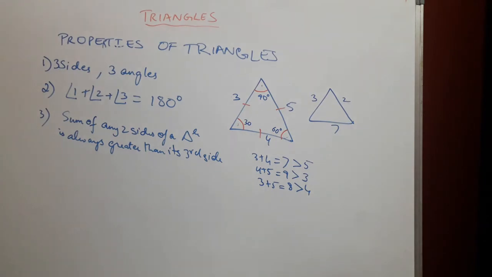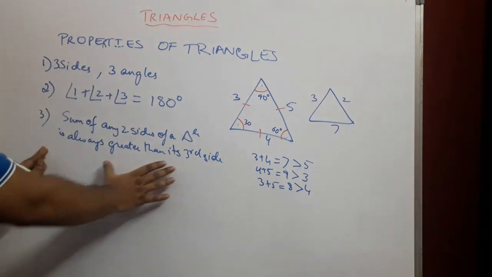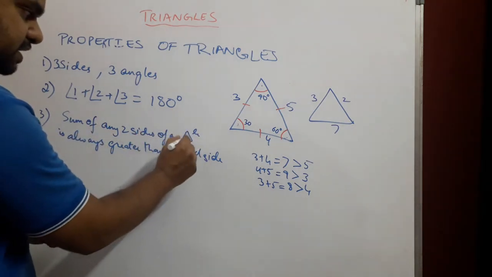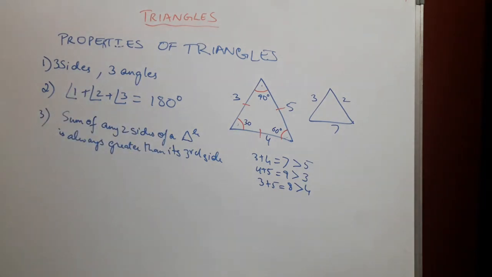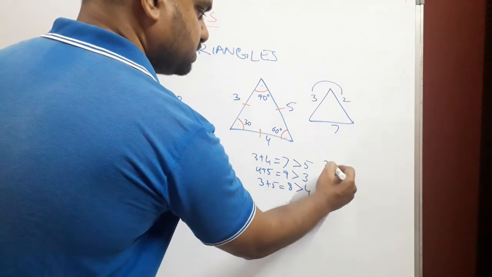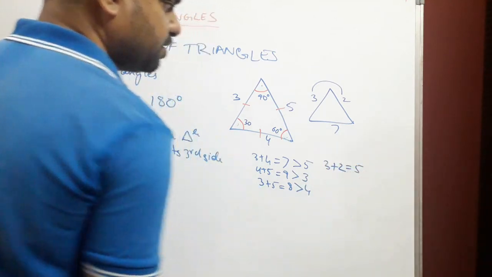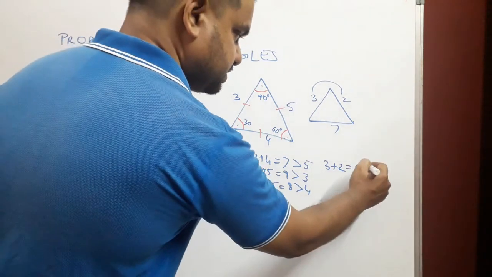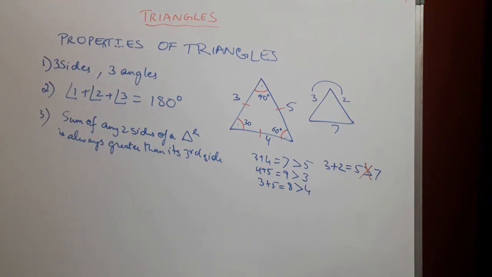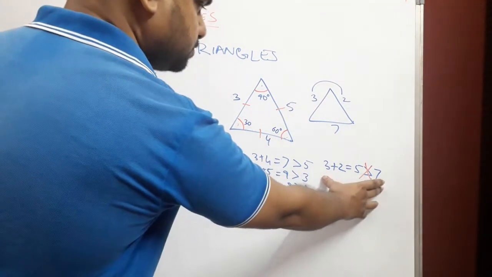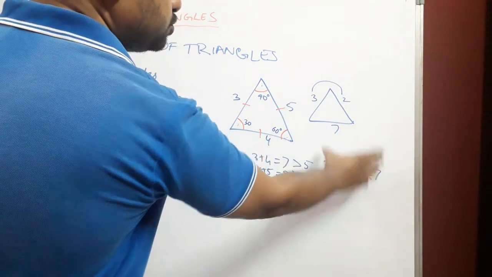Okay, and what we have said here, the sum of any two sides of a triangle, it does not specify two particular sides, any two sides of a triangle should always be greater than the third side. Now if we add up these two, what do we get? We get 3 plus 2 equal to 5, but 5 is not greater than 7. Let us see what happens over here. Why doesn't this statement apply to this triangle?